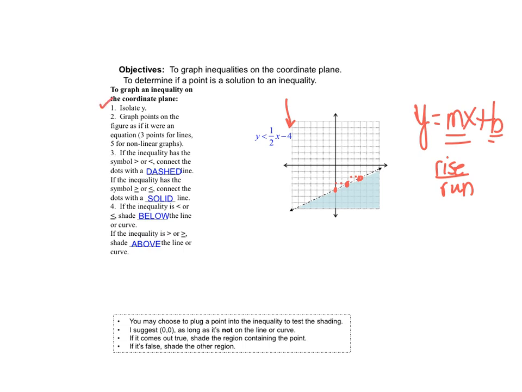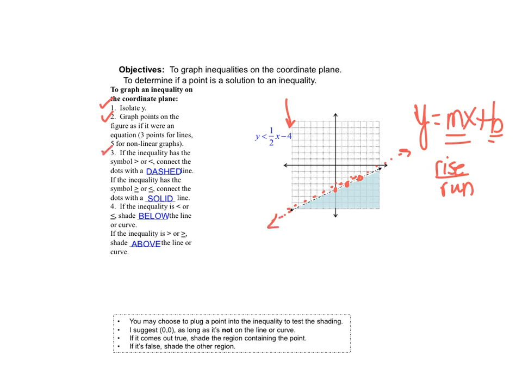The first thing, we isolated the y. Number 2, we're going to graph some points. It's a line, so we graph 3. Now here we are. If the inequality has a less than or a greater than, we're going to do a dashed line. And so here, take a look, we have a dashed line. Less than or greater than is a dashed line.